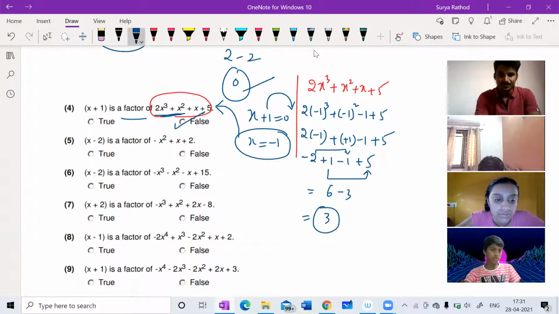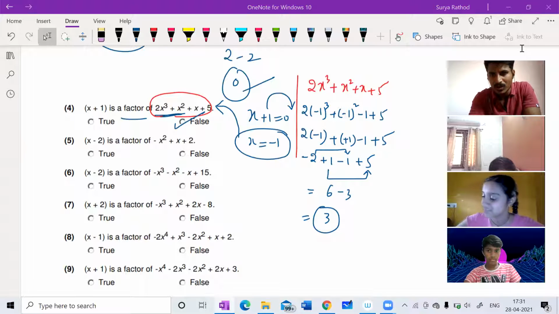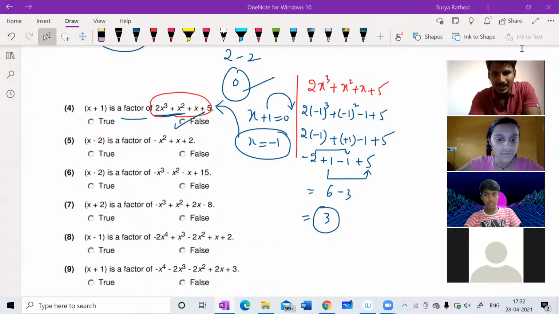Yes, sir. So can you tell who got the right answer? Let me read the message. Piyush, wrong answer. Akshay, right answer. Harini, right answer. Toshika, don't give me numbers. Don't tell me whether we are getting 0 or not. Tell me whether it's false or true.